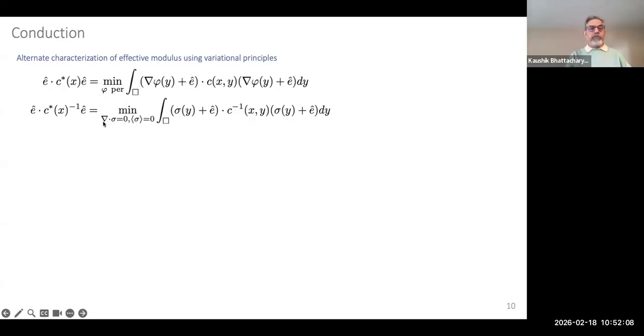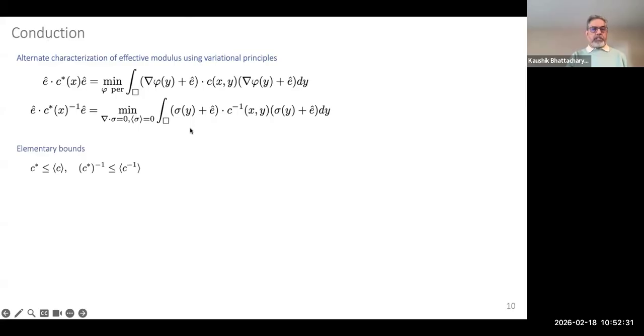Or you can use the dual variational principle. It's kind of the complementary energy principle where you can characterize the inverse of the conductivity matrix by minimizing it over all equilibrated fields. So these characterizations are very helpful.